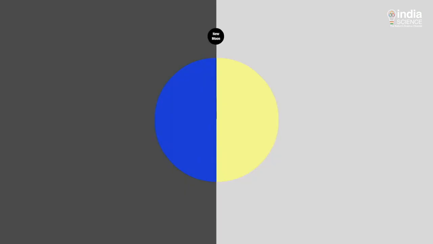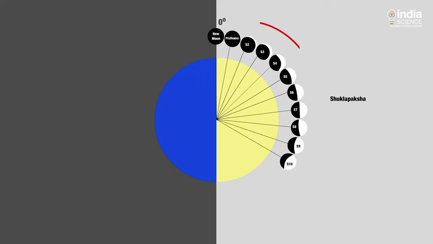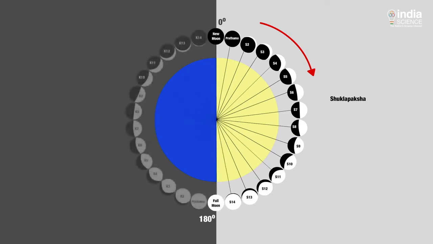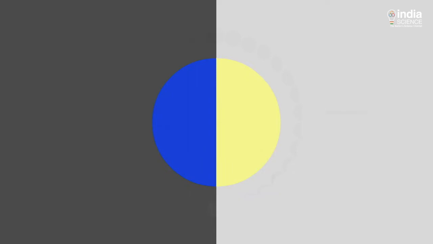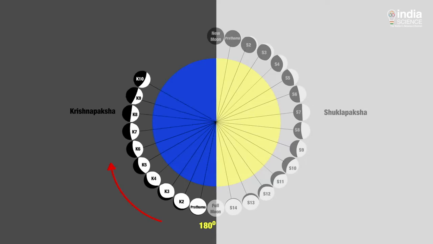During the Shukla Paksha, the angular distance between the moon and the sun changes from 0 degrees to 180 degrees, that is, from conjunction to disjunction. During the Krishna Paksha, the angular separation between the moon and the sun changes from 180 degrees back to 0 degrees.